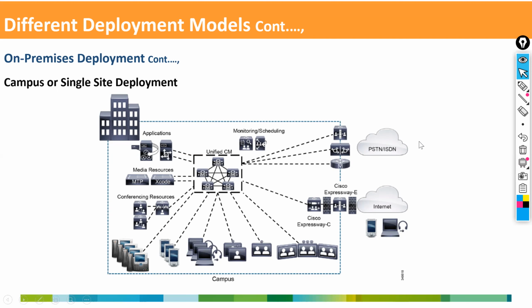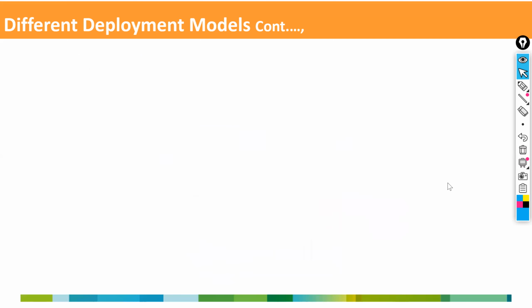We'll come back to that. PSTN is a part of ISDN. We also have an ISP for the internet. That's the single site deployment we have.